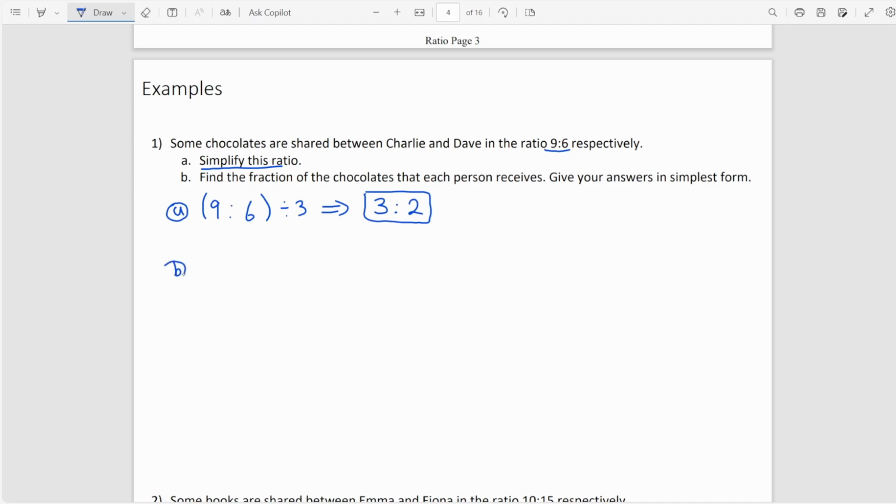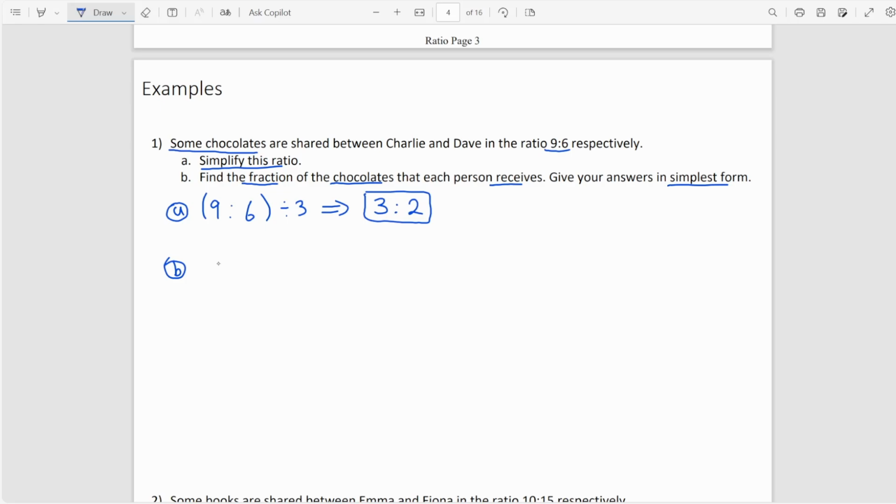Now for part B, find the fraction of the chocolates. So we want the fraction of the chocolates that each person receives. Give your answer in simplest form. Okay, so we want the fraction of the chocolates. Now I want you to notice we don't know the number of chocolates. We just know some chocolates, could be any amount. But we don't need the number of chocolates to know the fraction that each person will receive.